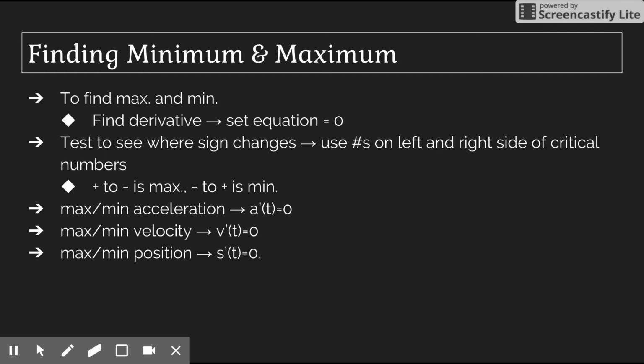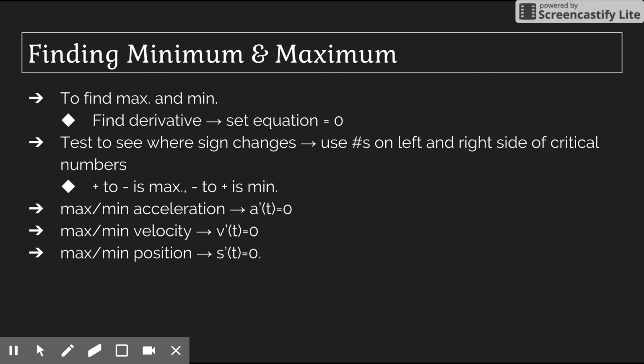Similarly, finding the minimum and maximum values of velocity and acceleration work the same way. To find minimum and maximum acceleration, you put a prime of t equal to 0. To find maximum and minimum velocity, you put v prime of t equal to 0. And to find maximum and minimum position, you put s prime of t equal to 0.